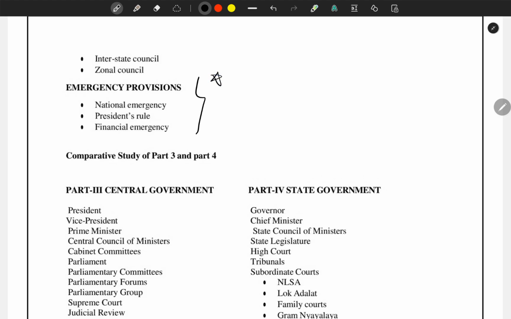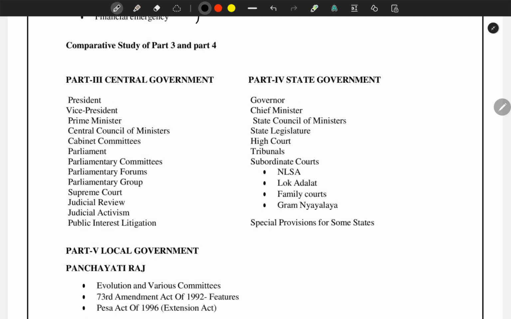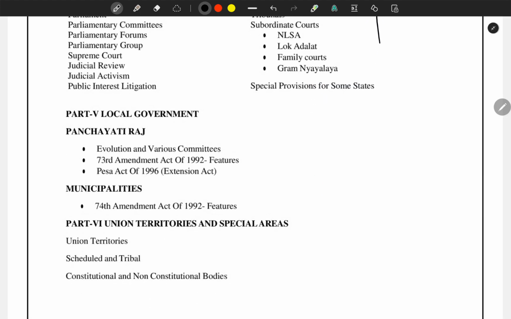So after that we will be dealing with central government, structure of central government and structure of state government, how they are formed, and then we will be dealing with local government. In spite of having central government and state government, we have local government as well. So we will be dealing with those topics as well. Okay, Panchayati Raj, municipalities. Then we will be dealing with union territories and special areas.